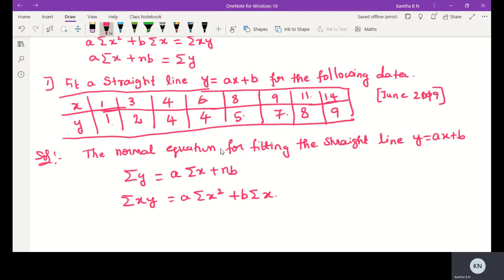Then we have to identify what we need to find. Here n, we have to identify the n value. How many elements are present here? 1, 2, 3, 4, 5, 6, 7, 8. Here 8 values are present, which means n is equal to 8. Next, what do we need to find? Summation of y, summation of x, summation of xy, and summation of x square also.